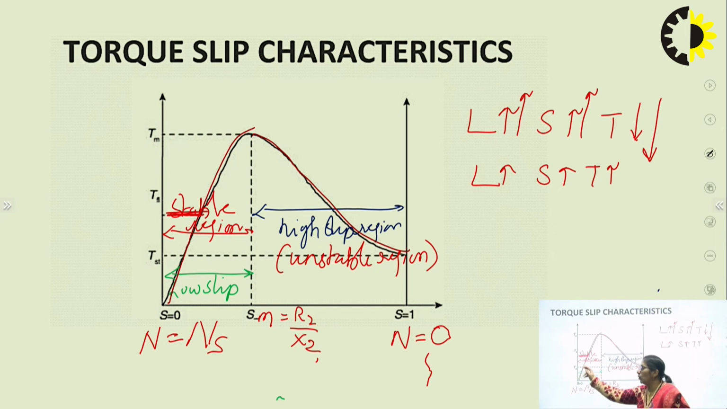That's why this region is being called as the stable region, whereas this region is being called as the unstable region, which is under the high slip region. So this gives the complete torque slip characteristics of an induction motor. That means two regions in a torque slip characteristics. One is the low slip region, where the torque is directly proportional to the slip, whereas the high slip region is where the torque is inversely proportional to the slip. Reasons being given. With that, the low slip region is also being called as the stable region, whereas the high slip region is also being called as unstable region.